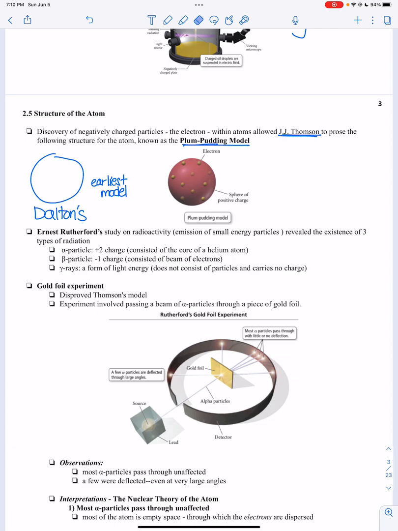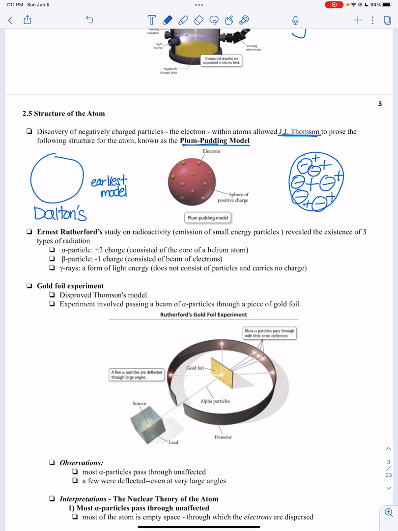And so I'm going to redraw the plum pudding model a little bit more plum pudding-y. Sometimes they call it the chocolate chip cookie model. Basically, it would be like these negative chunks in a positive sphere. So negative electrons in a positive sphere. And that would be the plum pudding model.